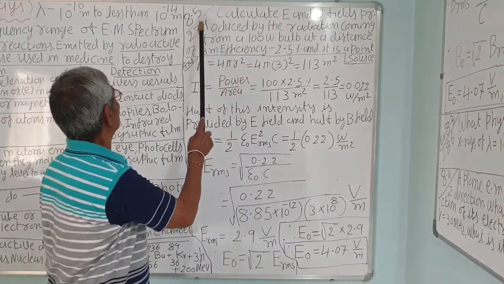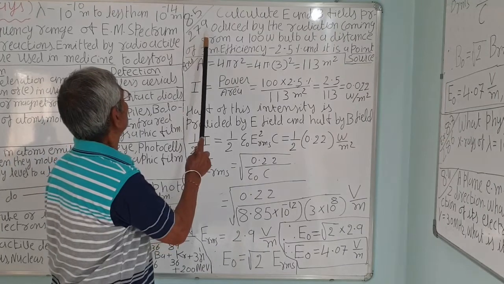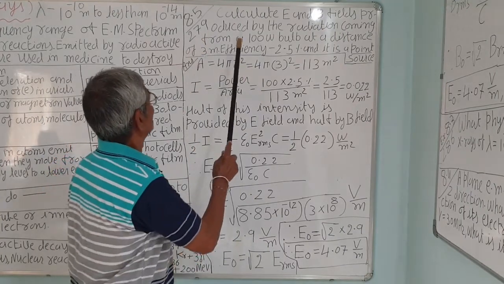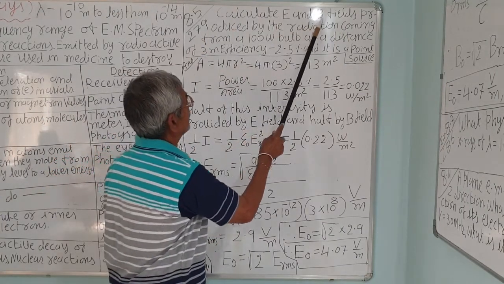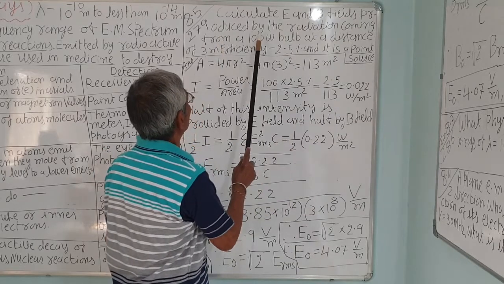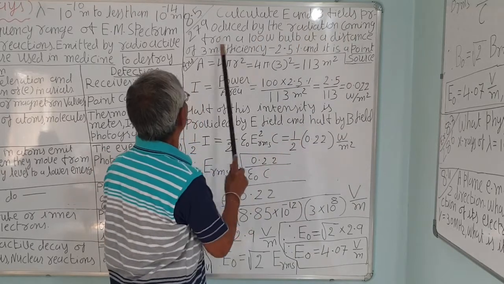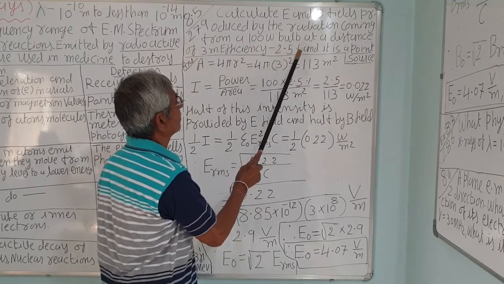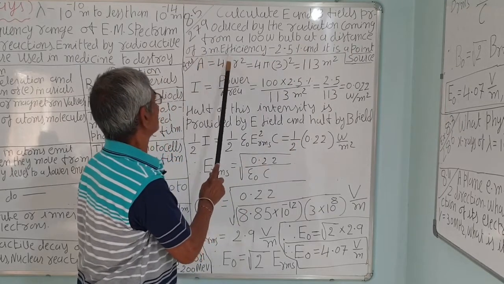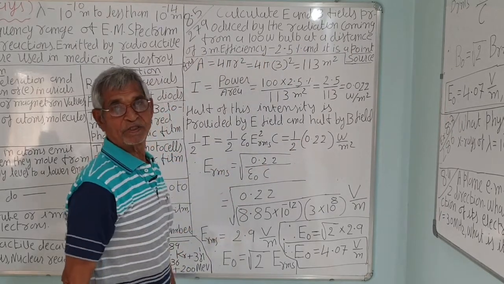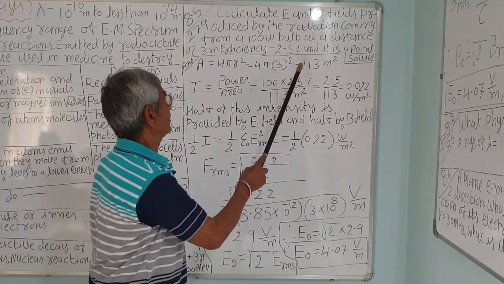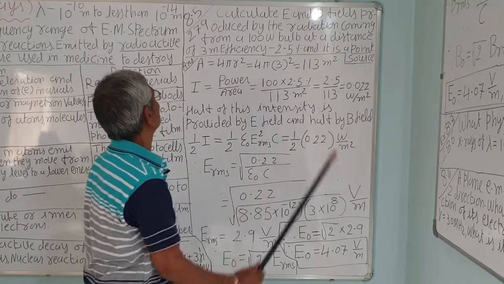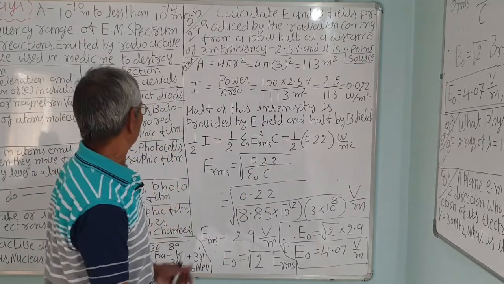Example 8.5 on page number 279. Calculate the electric field and the magnetic field produced by the radiation coming from a 100 watt bulb at a distance of 3 meters. The efficiency of the bulb is 2.5% only, and it is a point source. This is the sole example.